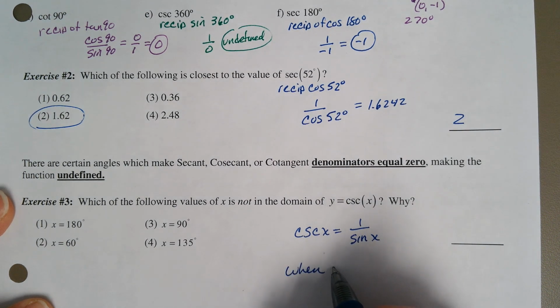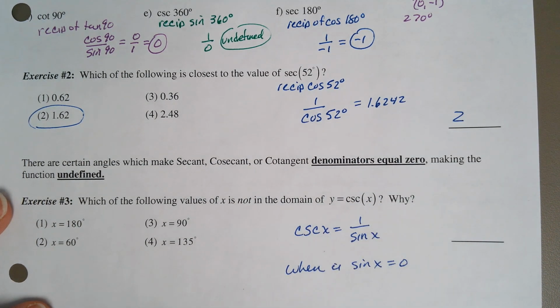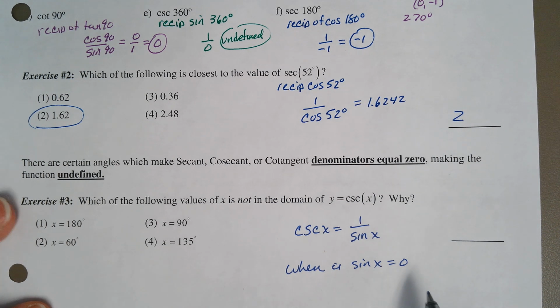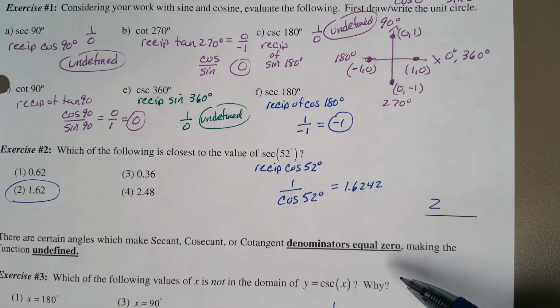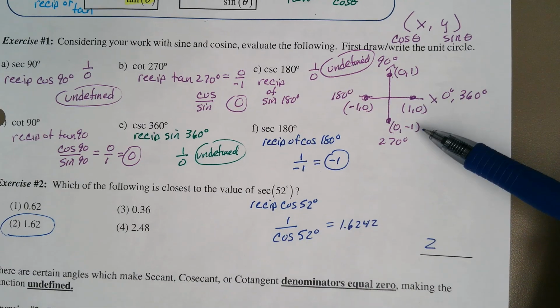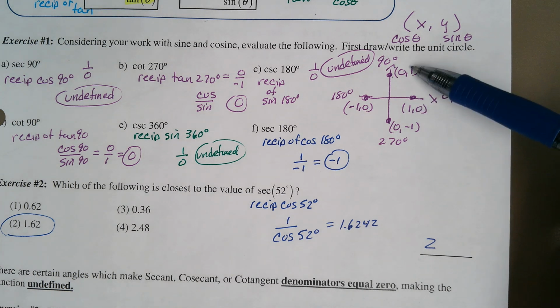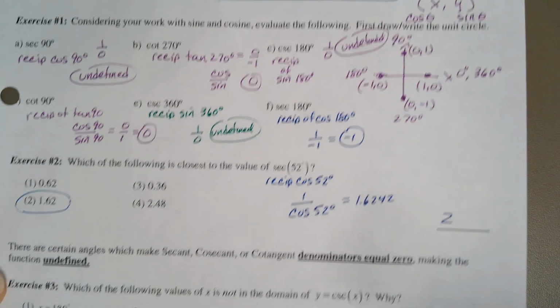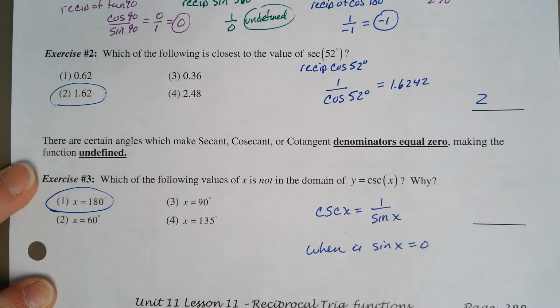When is sine x equal to 0? So the y-coordinate. In this case, we're looking at a y-coordinate value of 0. So if I go back up to the unit circle, 0 degrees and 360 and 180. And what is listed here is 180.